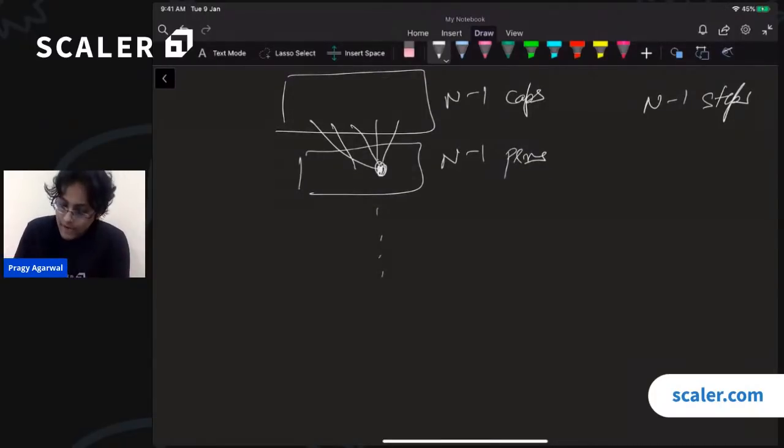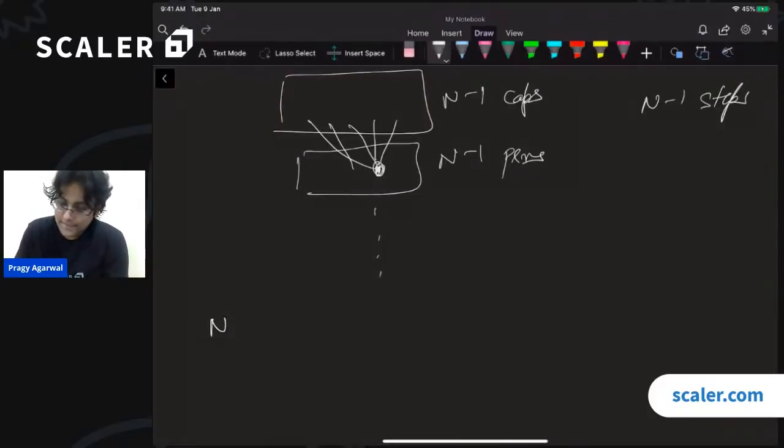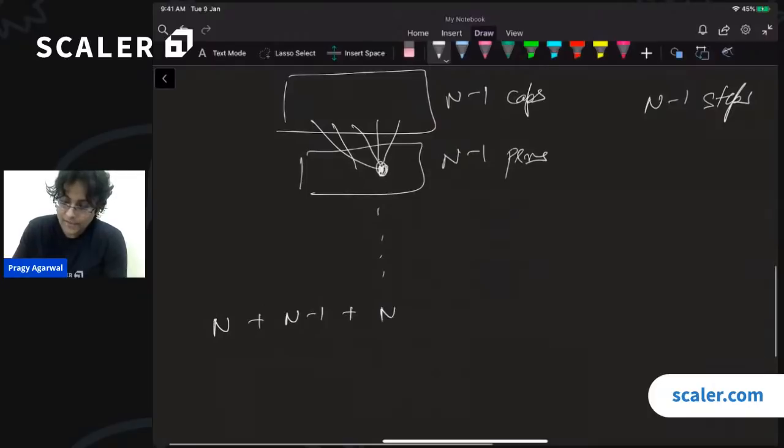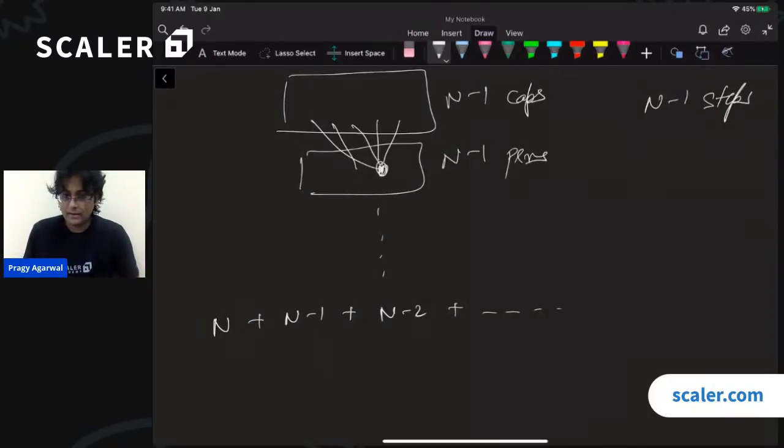So for the first pen, we had to do n steps. For the second pen, we had to do n minus 1 steps. Third pen took n minus 2 steps, and so on. How much time will the last pen take? When there is just one pen and one cap remaining, how many steps will that take? It will just take one step, right? You pick up the pen, you pick up the cap, and you plug them in, right? So this will go all the way to 1.